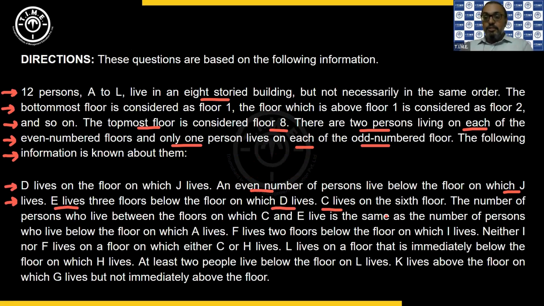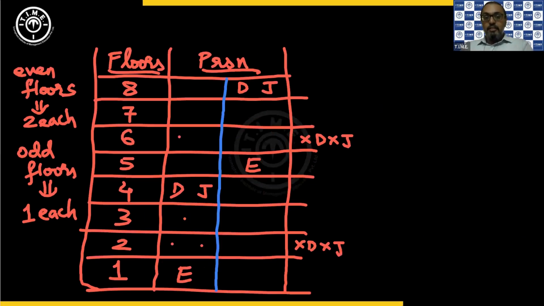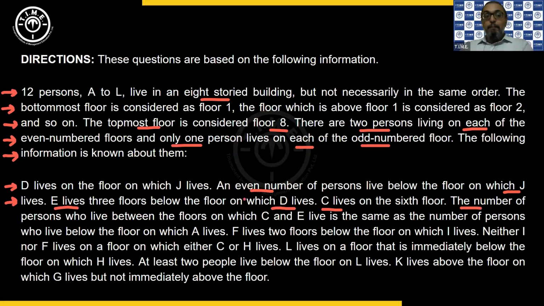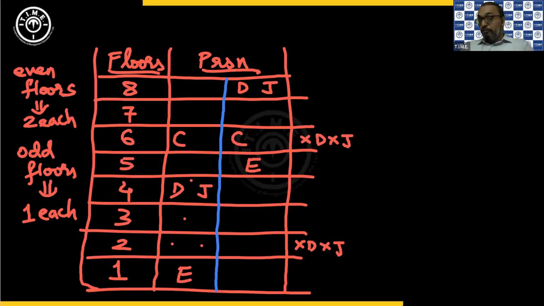Then C lives on the 6th floor. Okay, that means along with C, there is somebody else also, even number. Then the number of persons who live between the floors on which C and D live is same as the number of persons who live below the floor on which A lives. So in the first case, between C and E, you have 1, 2, 3, 4, 5, 6 people.